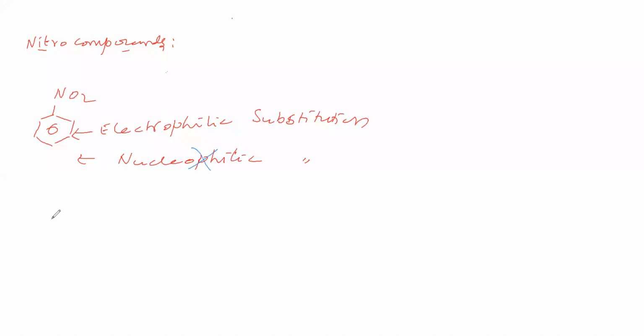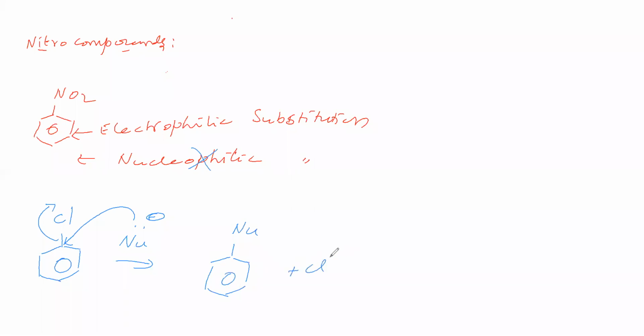Now we will take an aryl halide, chlorobenzene. Suppose we take a nucleophile. This nucleophile is attacking this part and this Cl is leaving, so we will get the product. Here Cl minus is replaced by the nucleophile, therefore we can say it is called a nucleophilic substitution reaction.